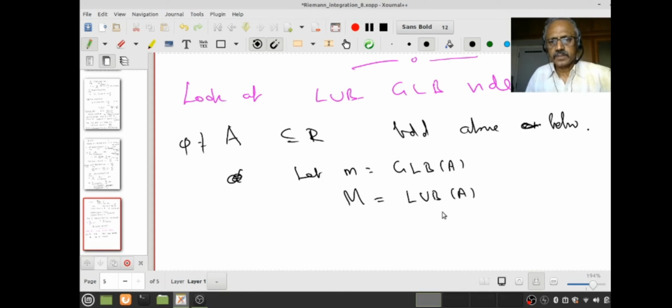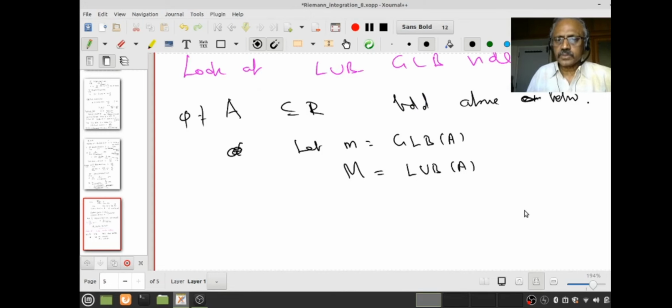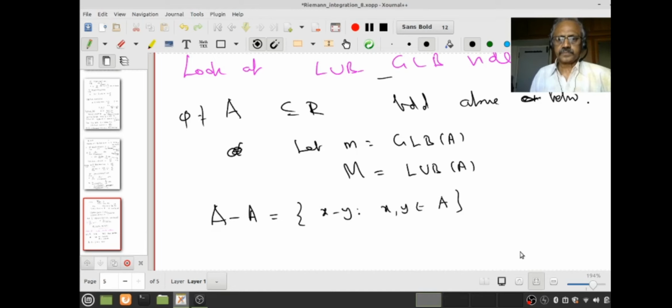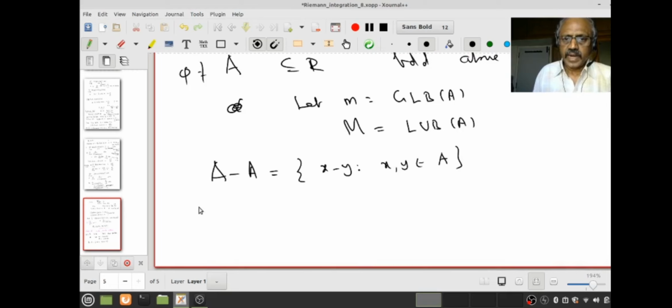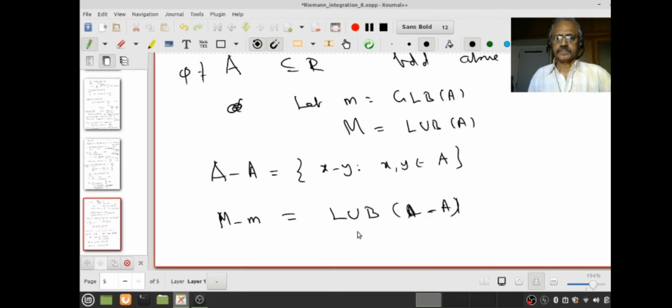You understand that? Now let's look at one more thing. Given a subset A, this we can do. This also has been done in this article. A minus A is the set of all points x minus y as x and y vary over A. Take all possible differences. I claim that capital M minus small m is the LUB of A minus A. This is a claim.